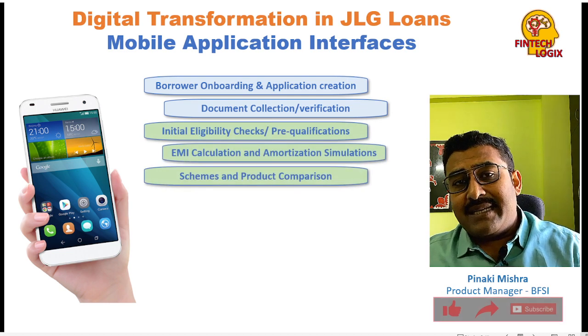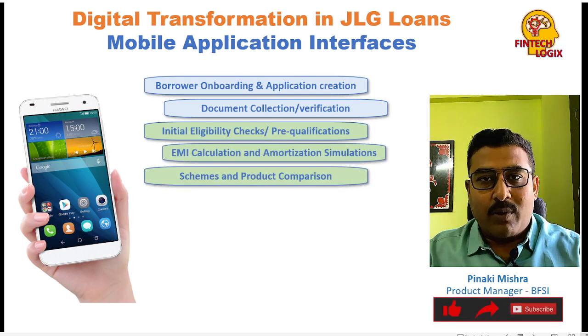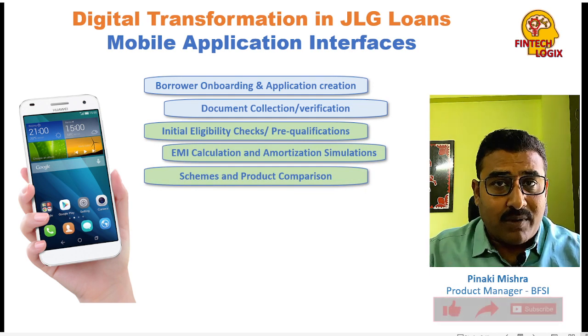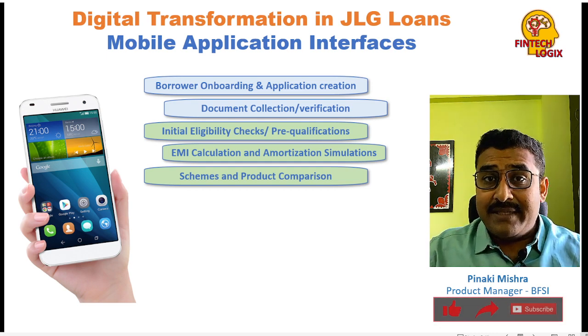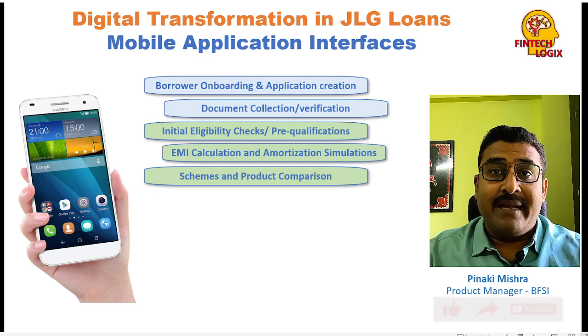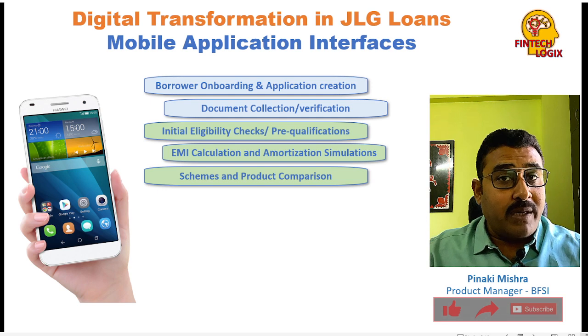The next set is initial eligibility checks and pre-qualification. As we said, the application is submitted online by the DSAs, and your initial eligibility check, whether the group can take a loan under the JLG scheme, can also be done then and there.